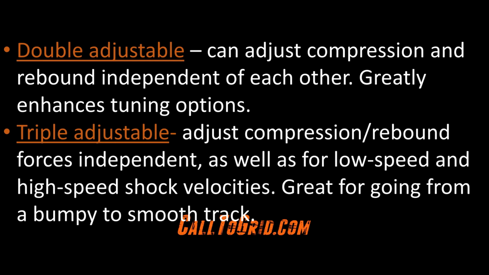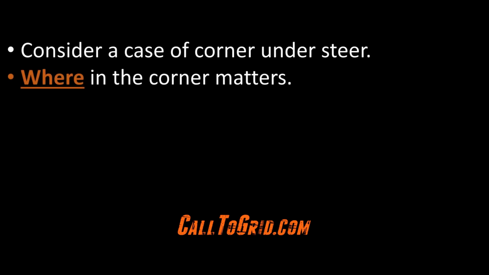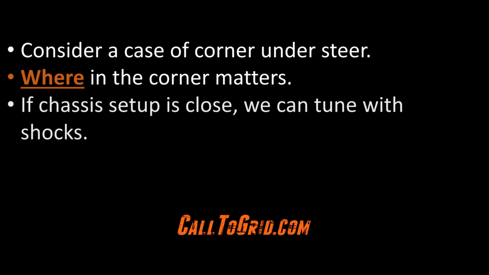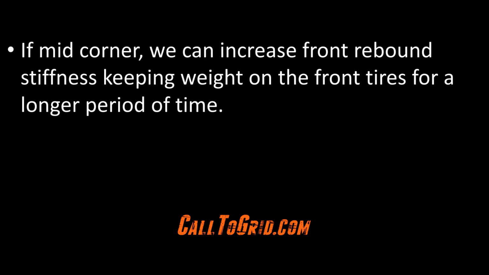For a specific case, consider a car with a slight understeer on corner entry. Where it occurs in the corner is crucial. If the chassis setup is close and the driver has been eliminated as being the source of the problem, we could make some adjustments with the shocks to correct for this. For understeer, the front tire is losing traction. If the understeer occurs on corner entry, we can decrease front compression, putting weight to the front tire sooner. If the understeer occurs mid-corner, we can increase front rebound, keeping weight on the front tires for a longer period of time.